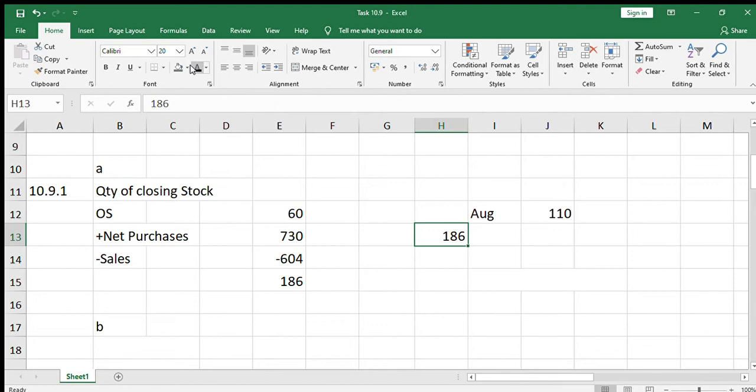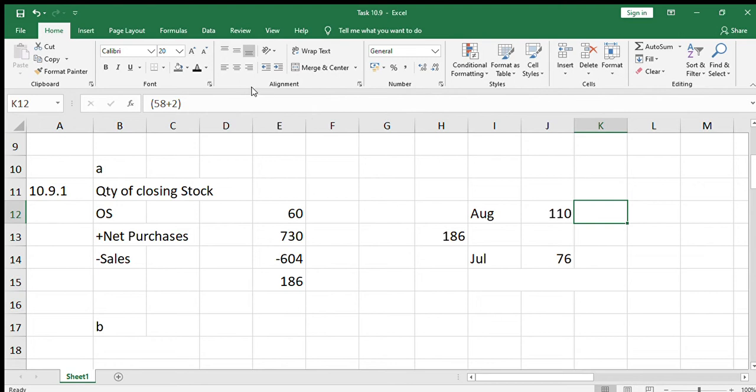So what's the difference between 186 and 110? Which is 76. So for those 76 units, we're going to look at the price which was paid in the month before August, and that was obviously in July. Okay, so we're going to value 110 units at August's prices and 76 units at July's prices. And that will give us an answer then for 186 units.